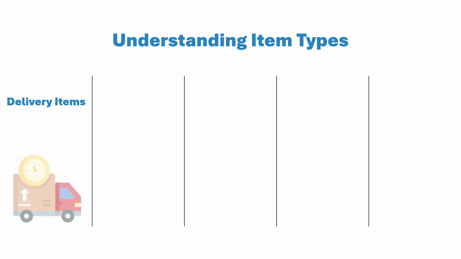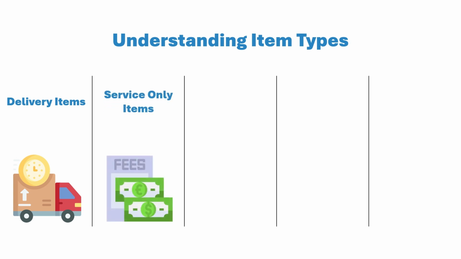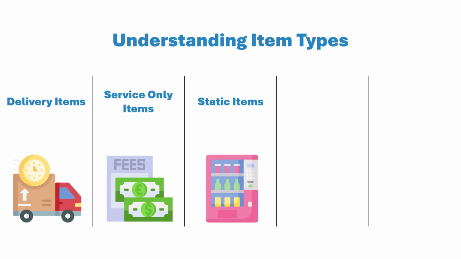Delivery items, like mats and towels, appear on the manifest. Service-only items, such as a waste management fee, do not appear on the manifest. Static items, like towel cabinets or vending machines, also don't show up on the manifest.